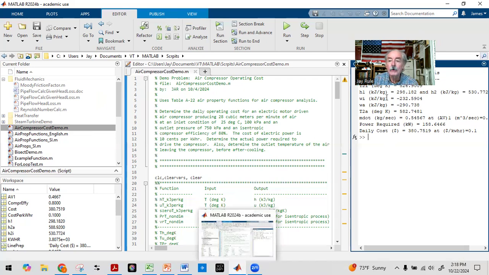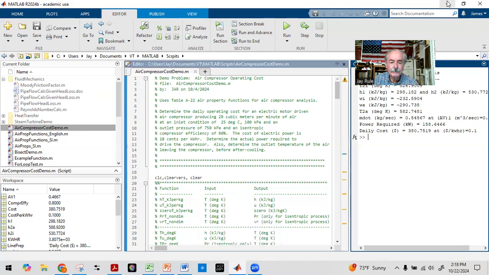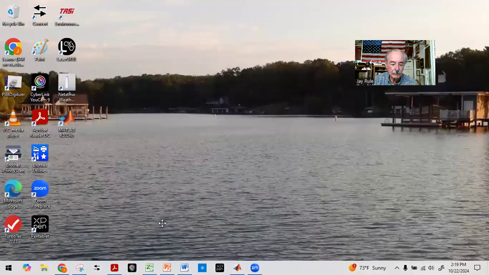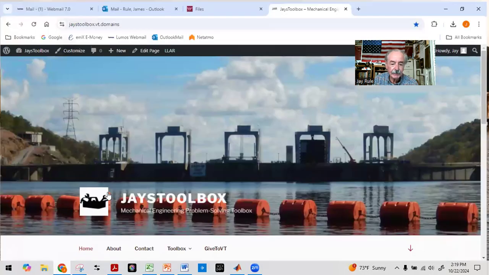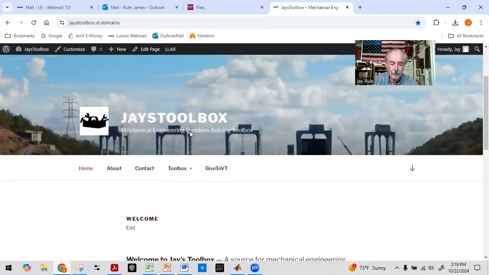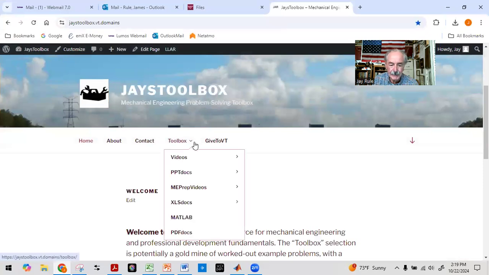Now let's see. Oh, I should show you. And if you say, well, that's kind of cool, I'd like to see how that works myself in MATLAB, so let me show you how to possess this file. I'm going to go to my browser, and here's Jay's Toolbox, jaystoolbox.vt.domains, my public website. Anybody can access this website. So let's scroll down, drop down the Toolbox menu, and go to MATLAB.